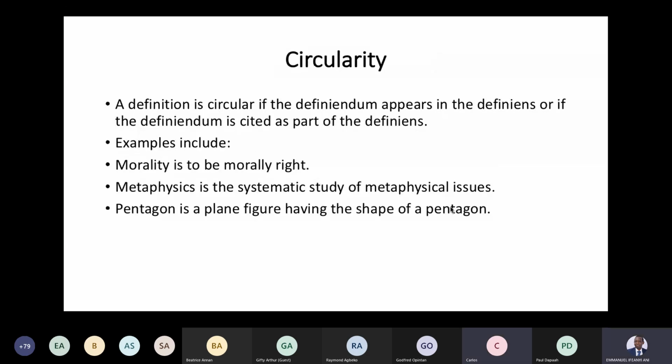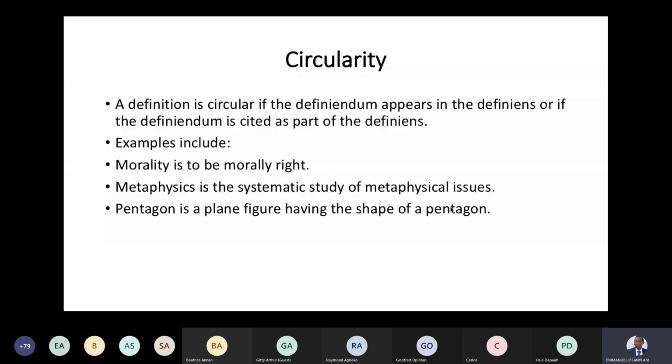Okay, so circularity. A definition is circular if the definiendum appears in the definiens, or if the definiendum is cited as part of the definiens. So a circular definition is one where you repeat the definiendum in the definiens, or you use the definiendum to define the definiendum. Examples: morality is to be morally right. So this is a circular definition.